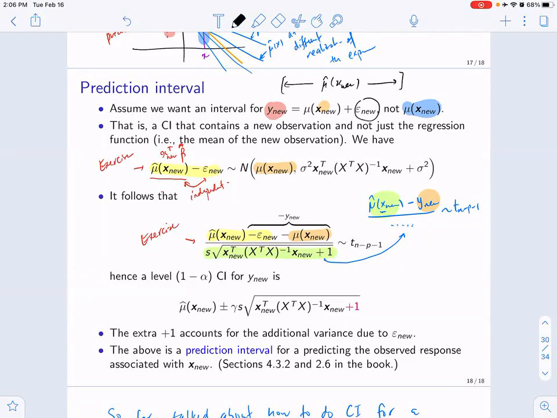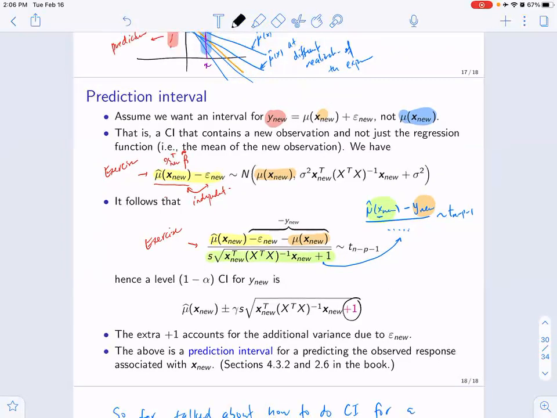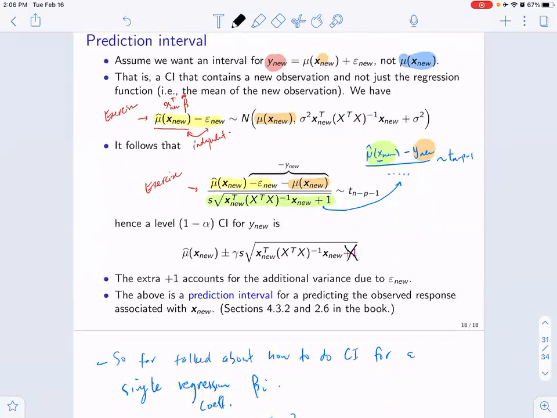And so the effect, once the dust settles, is that you just have this extra one added to this term in the standard error. So if you compare with the previous, if you do it for the regression function, there is no +1 here. If you do it for the observed value of y, you get an extra +1 because you would have this extra piece of noise that you have to account for.